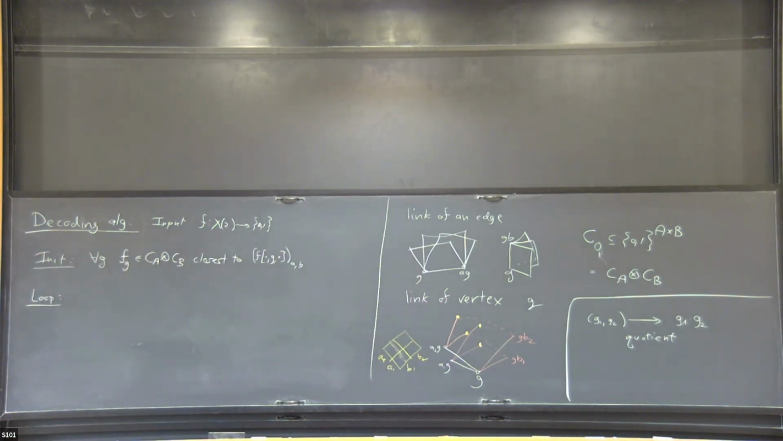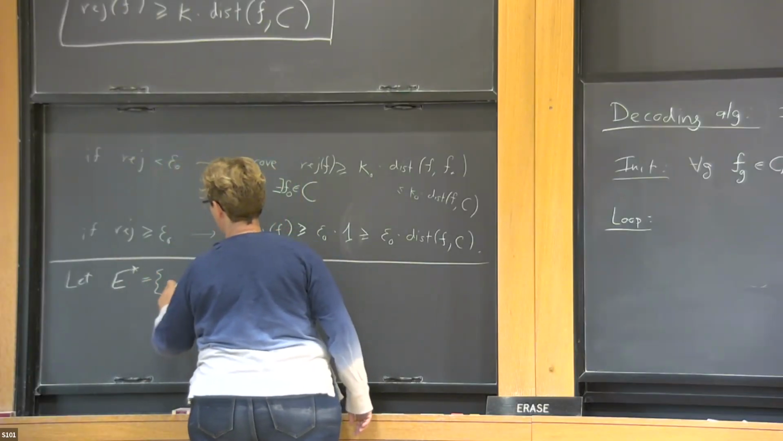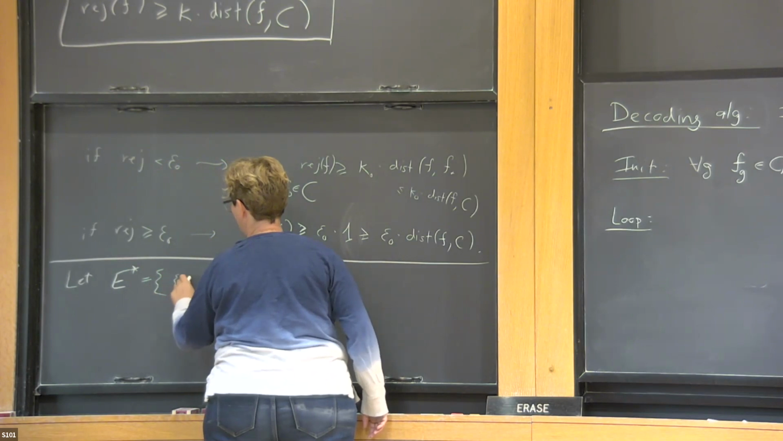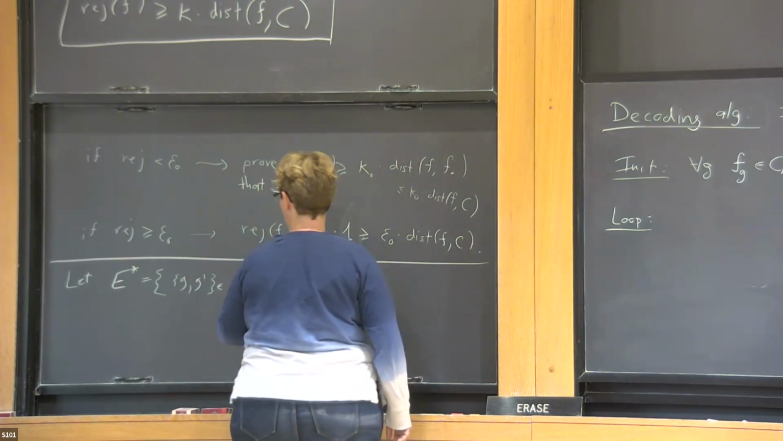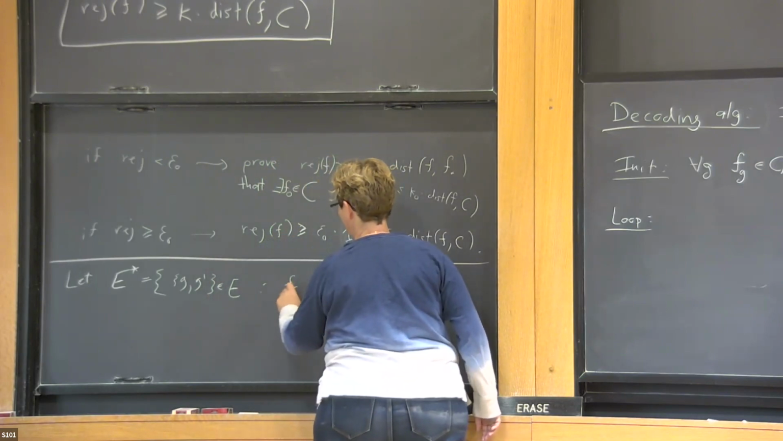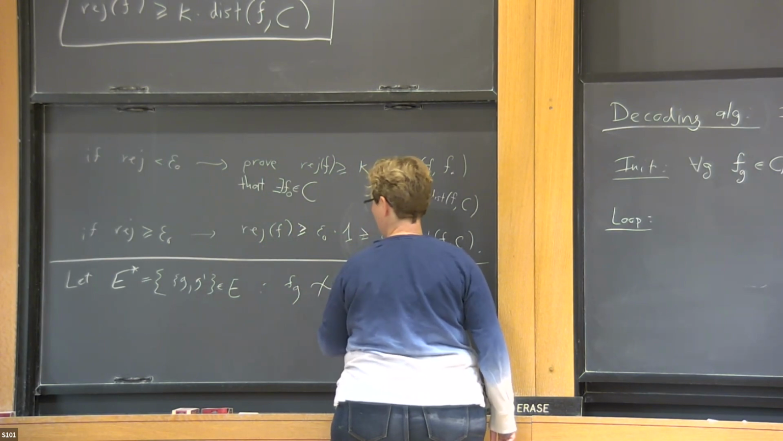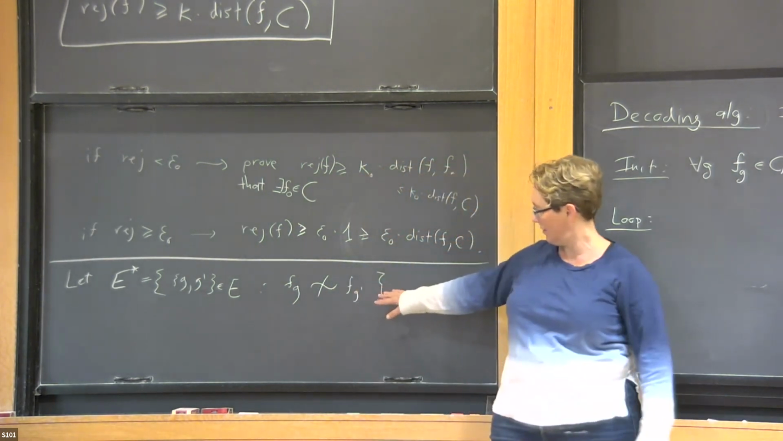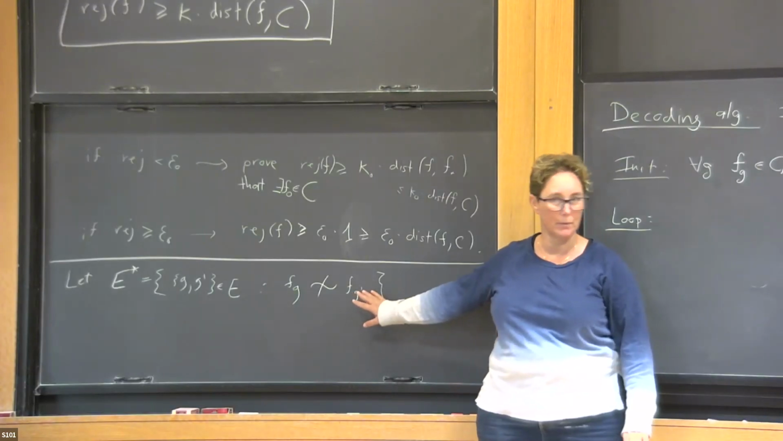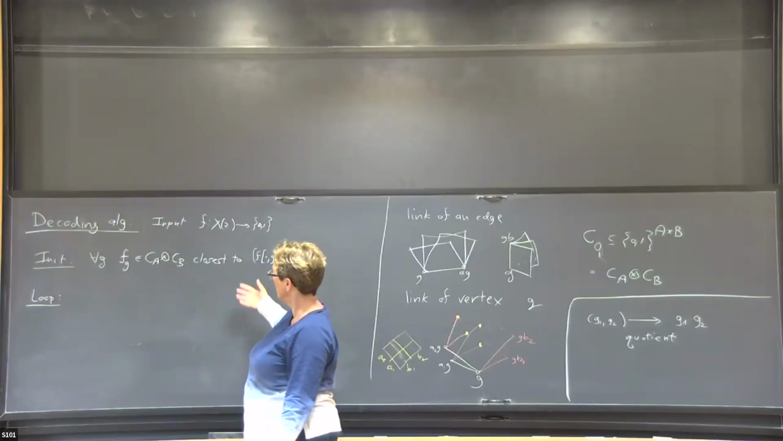Let E star, the disputed edges, be all the pairs G, G prime in E such that F_G disputes F_G prime. It's okay, I understand what I mean. Okay, so the loop is going to do this.